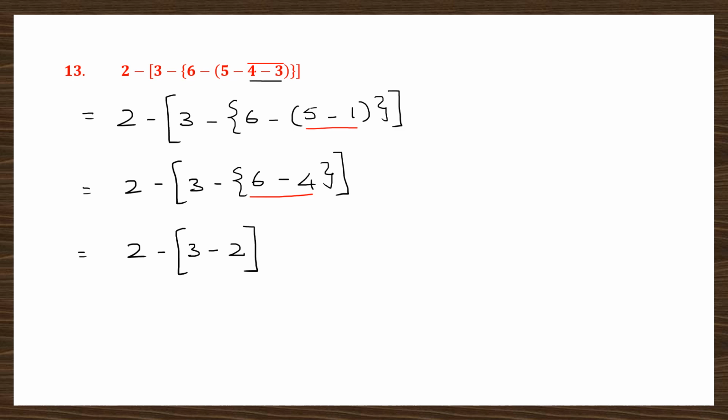So we have only the square brackets left, which we will remove now. So this will be 2 minus 3 minus 2 is 1. Final step, 2 minus 1 is 1. So our answer to this question is 1. So this is the final answer.